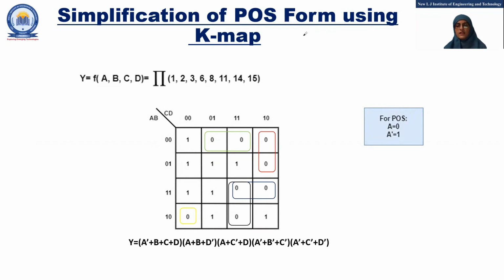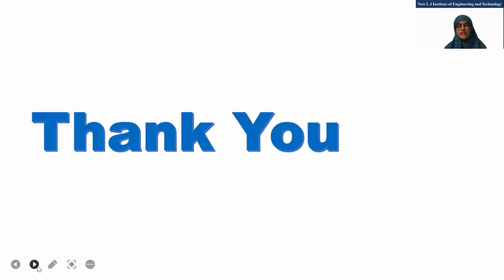This is the final answer of the given K-map in the POS form. This is the end of the simplification using K-map. In this lecture, we have covered the K-maps in the SOP form, don't care conditions, 5 variable K-maps, and K-maps using POS form. In the next lecture, we will learn about other techniques of simplification of Boolean expression.